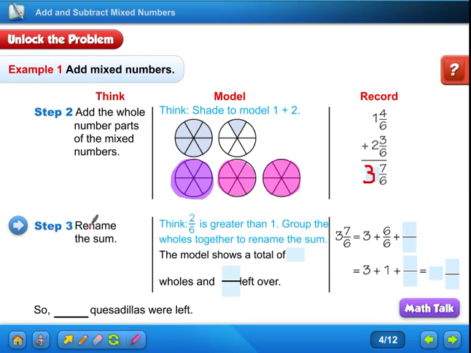Step 3, rename the sum. So rename your answer, because we don't write a whole number and an improper fraction, or a fraction greater than 1, like this. We don't write it like that. So what we need to do is get this number to be less than the bottom number. Right now it's more than the bottom number. We need it to be less than the bottom number.